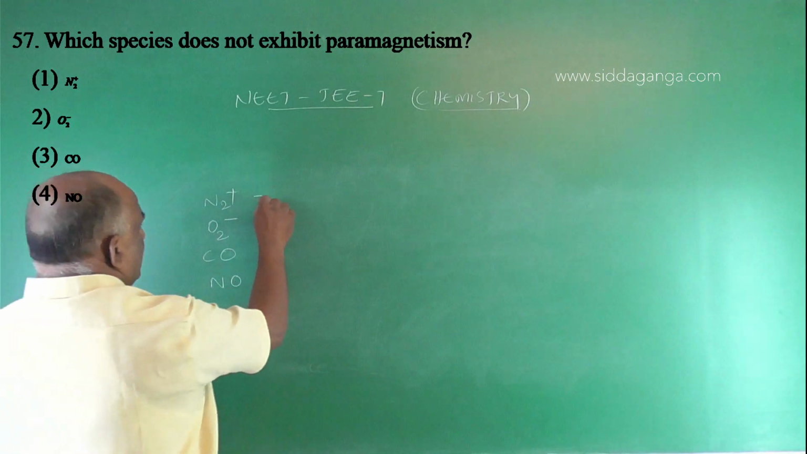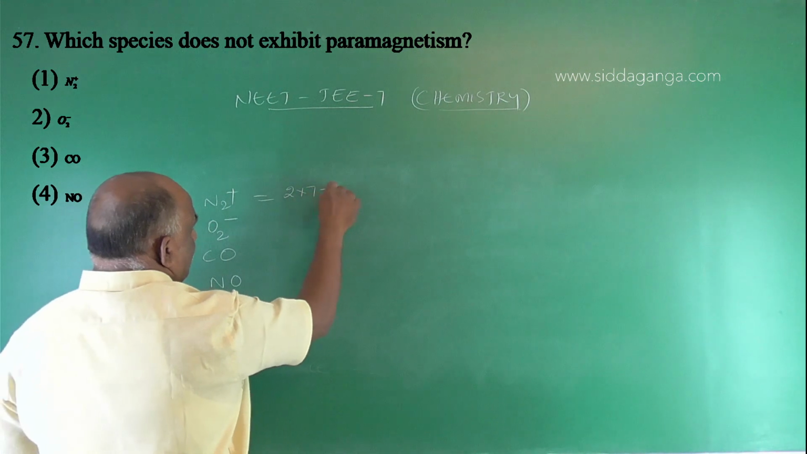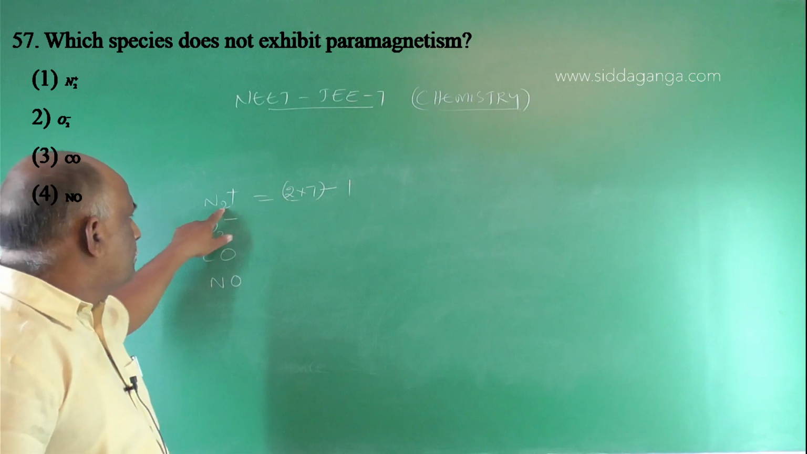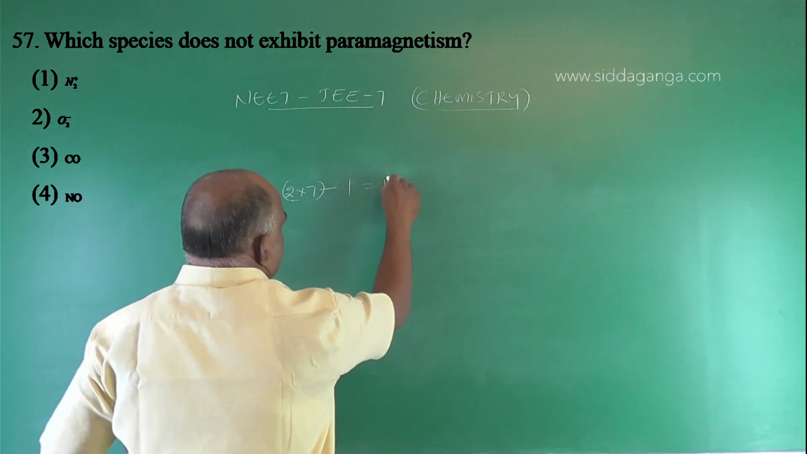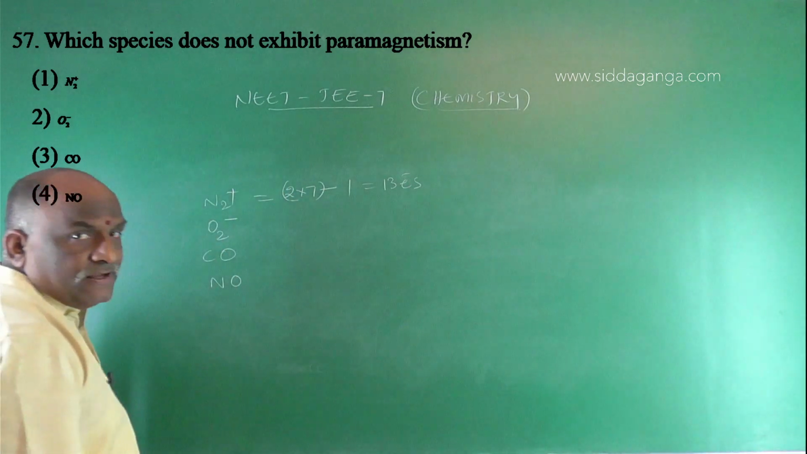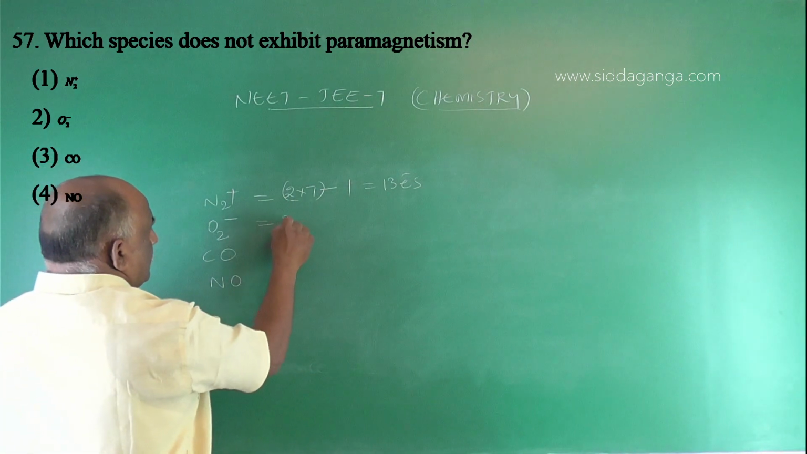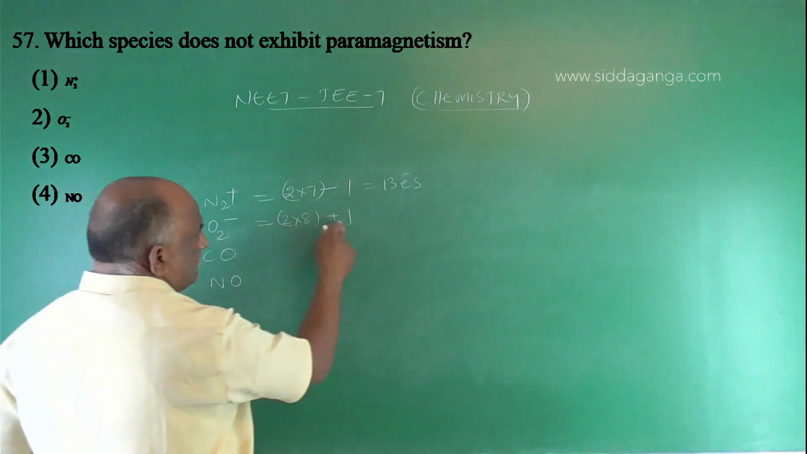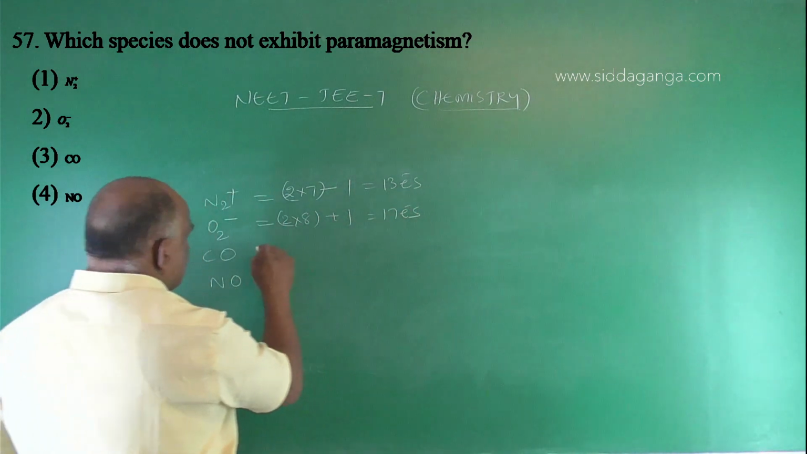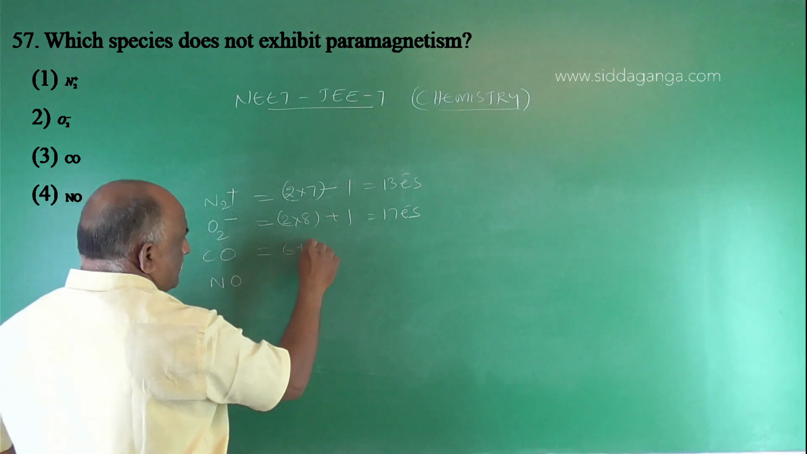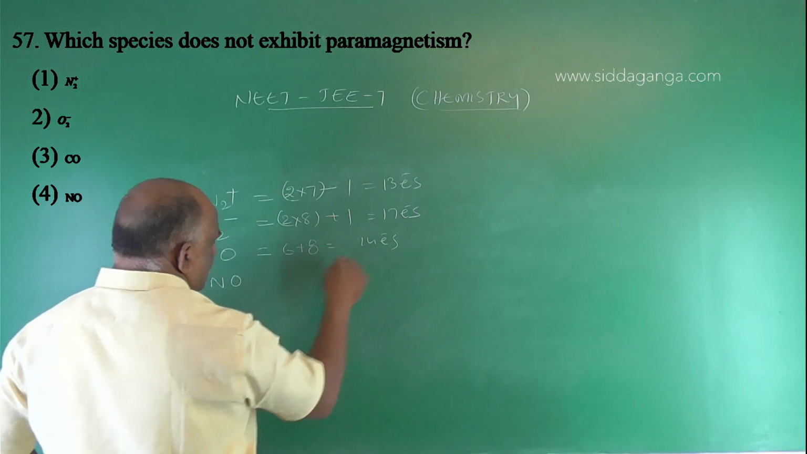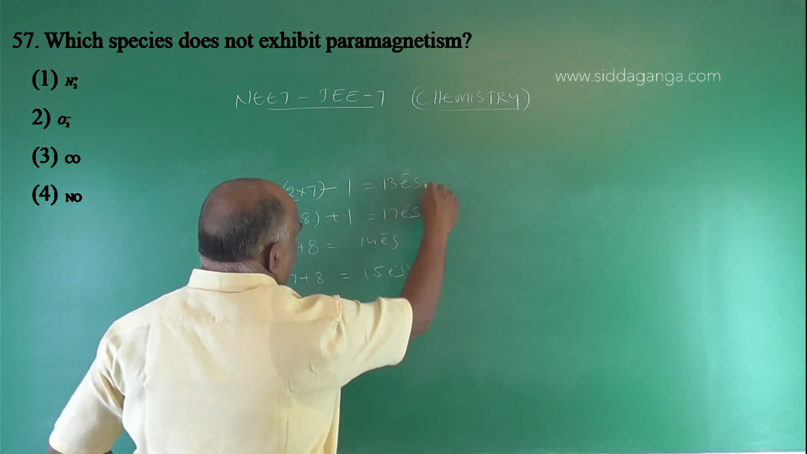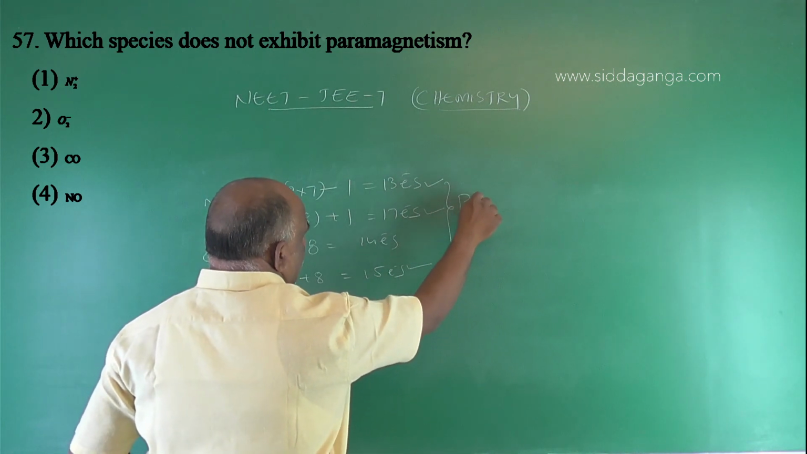For N2 plus: 2 into 7 minus 1, because the atomic number of nitrogen is 7 and the number of atoms is 2. 2 into 7 is 14, 14 minus 1 is 13 electrons, an odd number of electrons. Next, O2 minus: 2 into 8 plus 1, because of the minus charge, 16 plus 1 is 17 electrons. For CO, 6 plus 8 is 14 electrons, and for NO, 7 plus 8 is 15 electrons. Odd number, odd number, odd number. Odd number of electrons is responsible for paramagnetism.